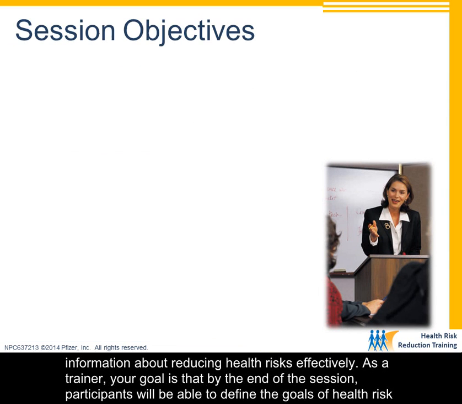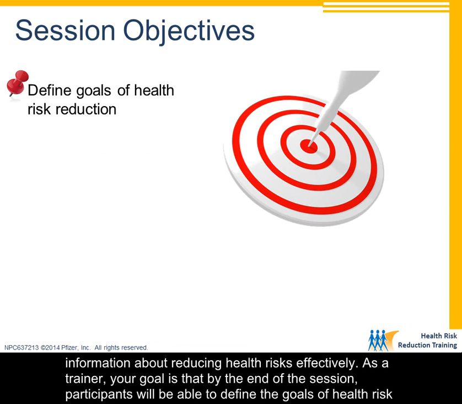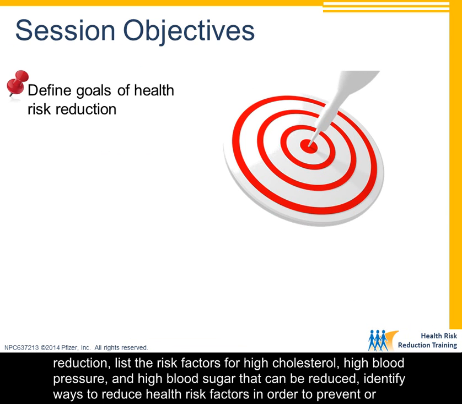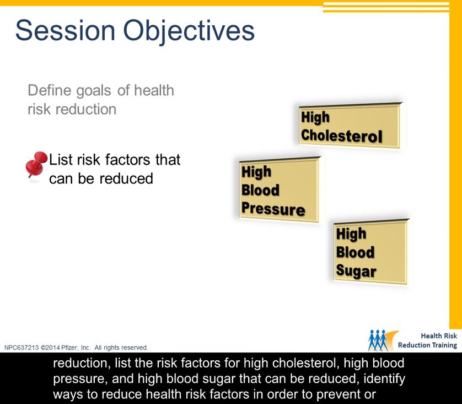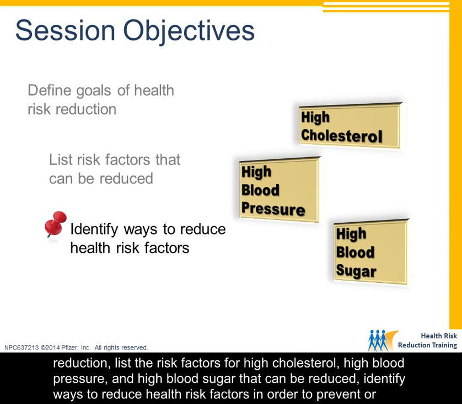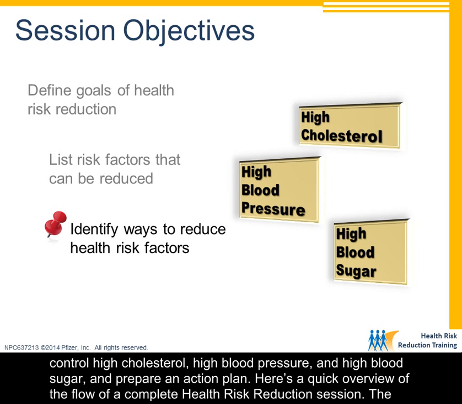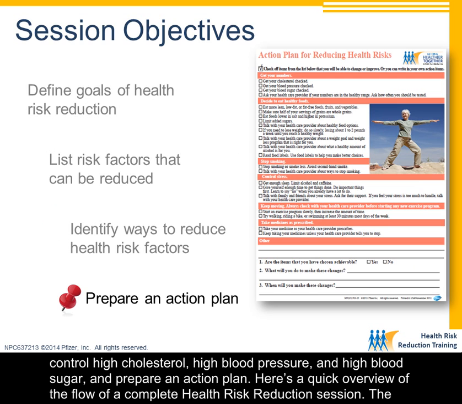As a trainer, your goal is that by the end of the session, participants will be able to define the goals of health risk reduction, list the risk factors for high cholesterol, high blood pressure, and high blood sugar that can be reduced, identify ways to reduce health risk factors in order to prevent or control high cholesterol, high blood pressure, and high blood sugar, and prepare an action plan.